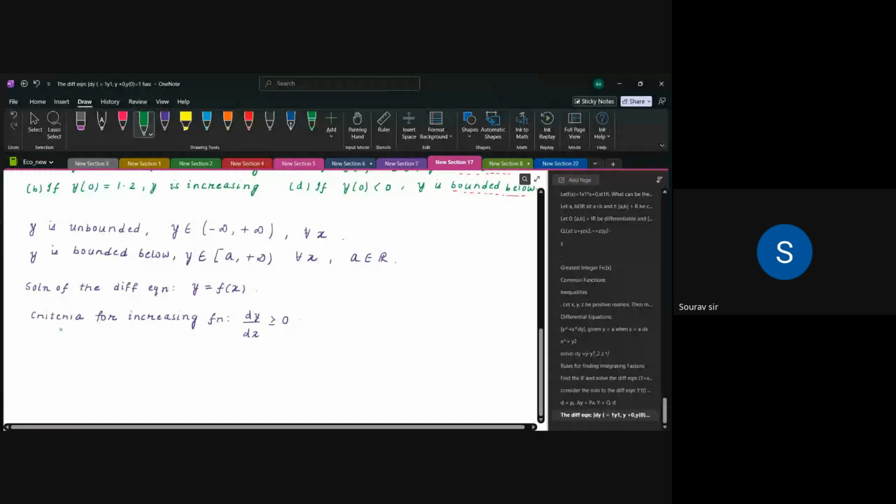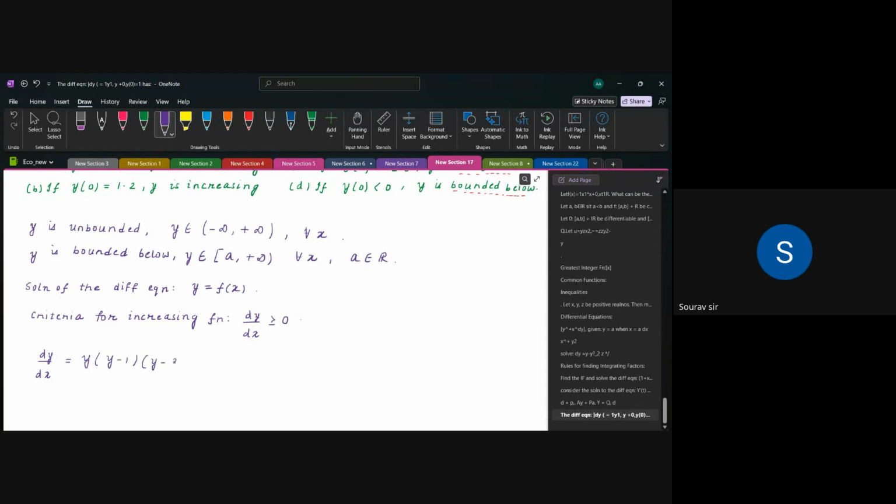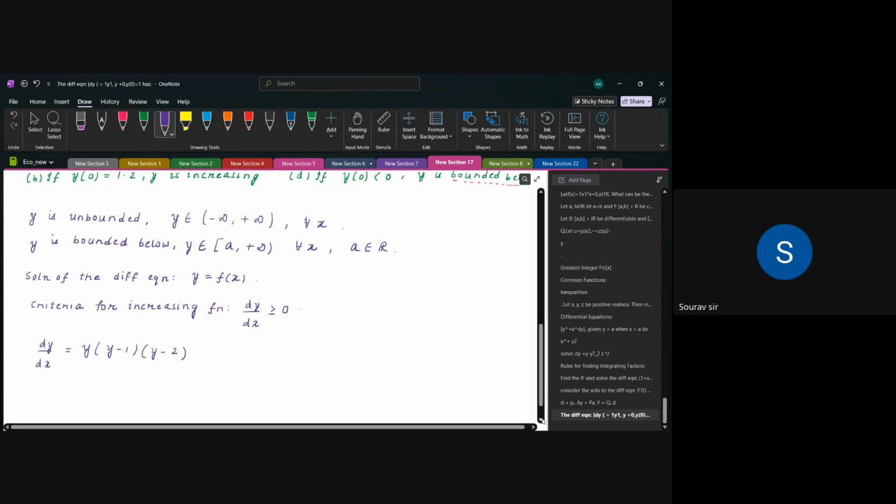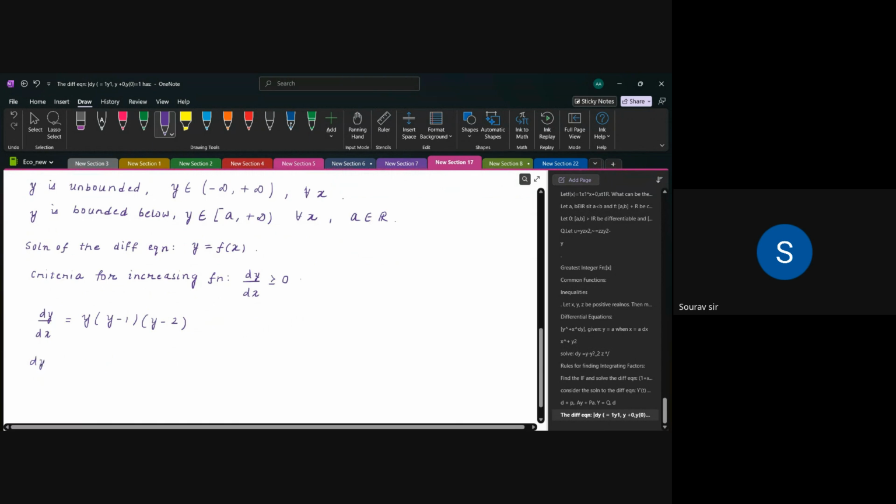So let's say that you are given this question, right? So over here, your dy/dx is y(y minus 1)(y minus 2). If I ask you that for what values of y will dy/dx be equal to 0, can anyone tell me? For what values of y will it be 0? y equals 0, 1, 2.